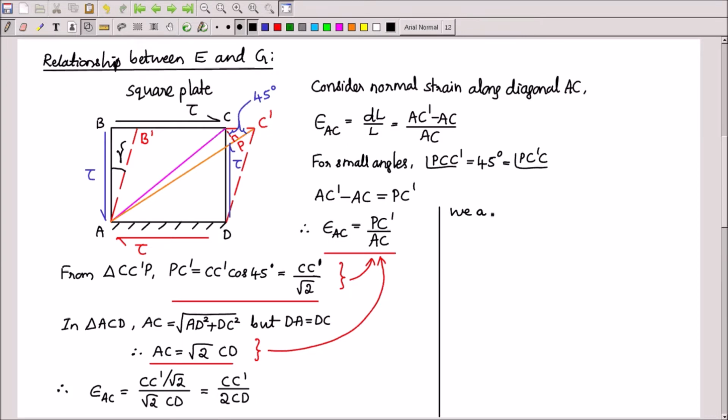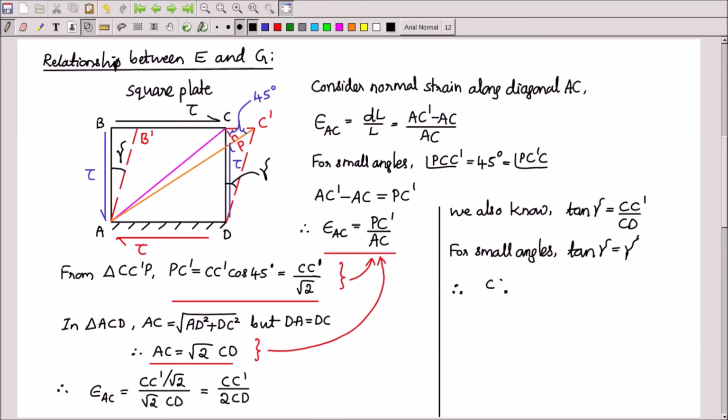And we also know from the definition of shear strain, CC dash by CD is nothing but tan of gamma. So I can write tan gamma is equal to CC dash by CD, and for small angles tan gamma is gamma, the shear strain. So I can write CC dash by CD as shear strain. Now epsilon AC is equal to CC dash by 2 into CD, but CC dash by CD is gamma, so it is gamma by 2.